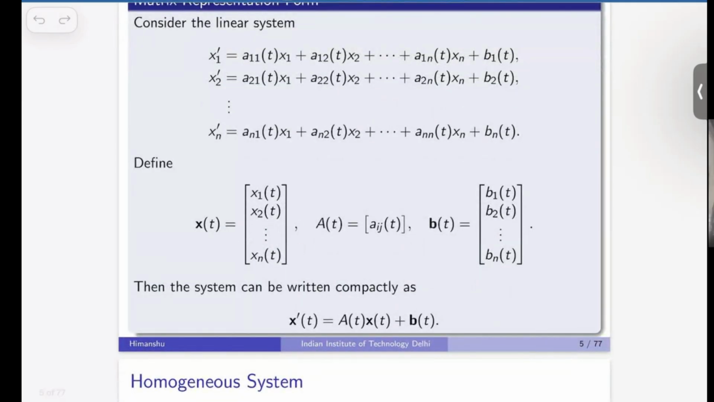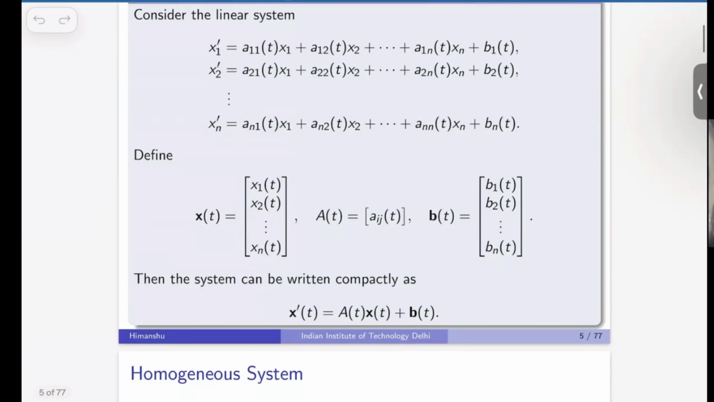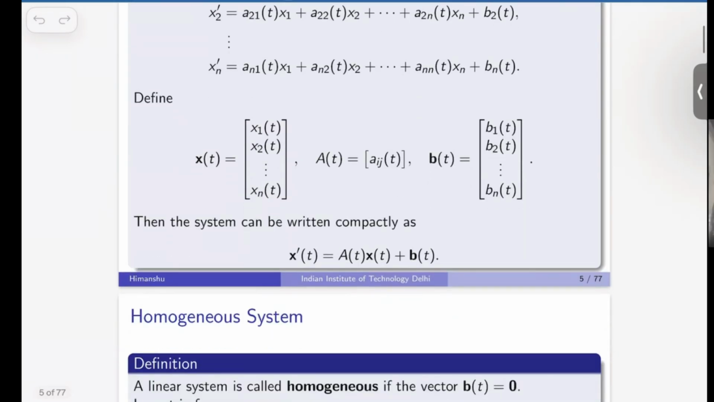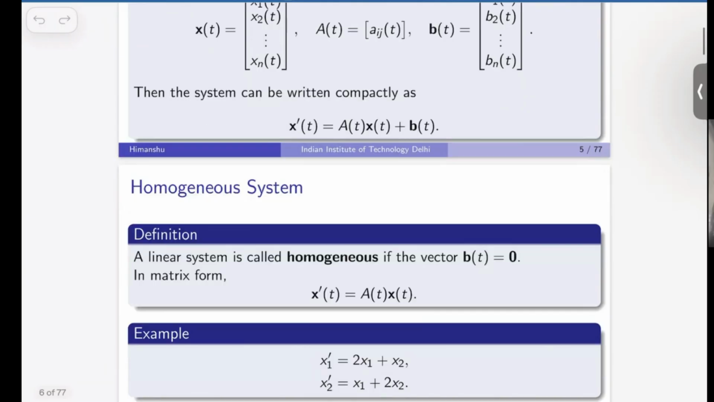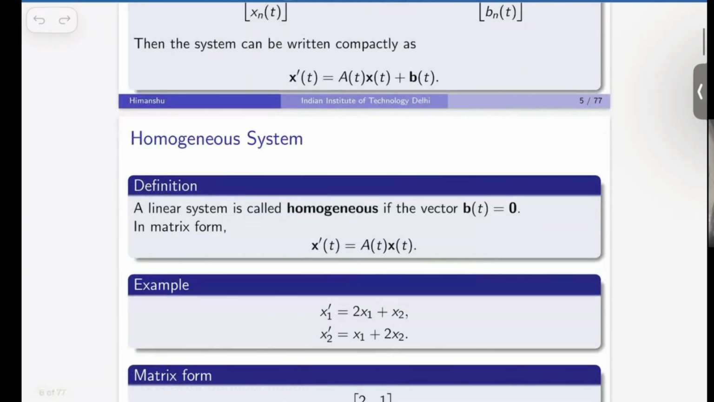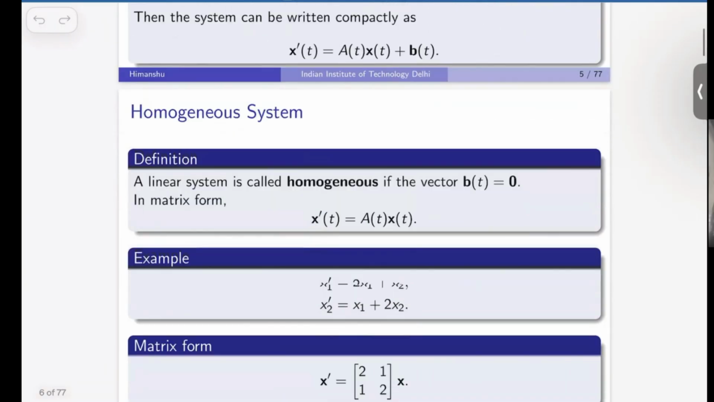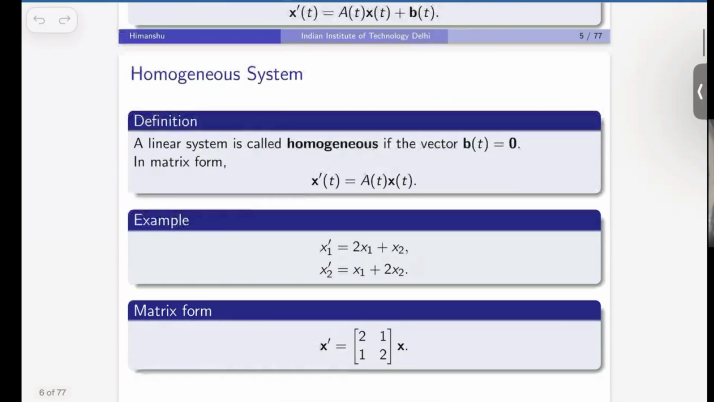So we have our system of differential equations defined by x'(t) = A(t)x(t) + b(t), where A(t) is the coefficient matrix of the variables xi and b(t) is the right hand side. Whenever b(t), the right hand side, is 0, our system is a homogeneous system. And when b(t) is non-zero, then it is a non-homogeneous system. Here we have an example.